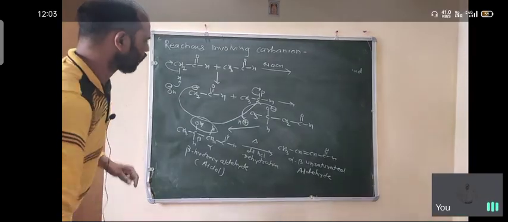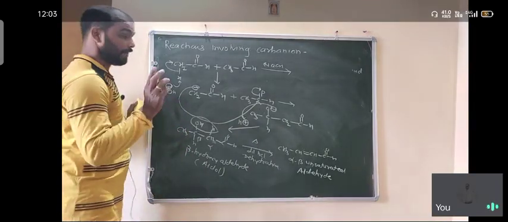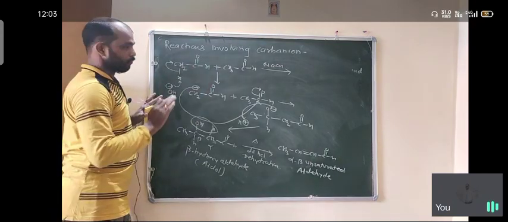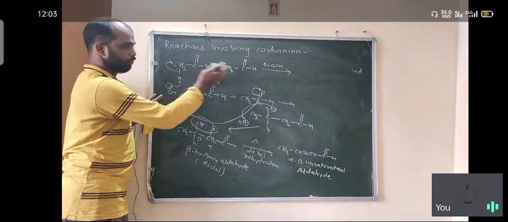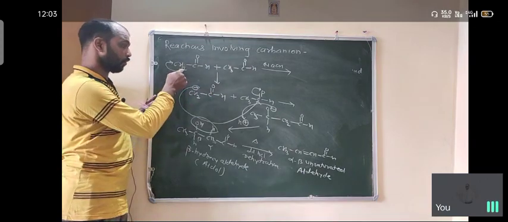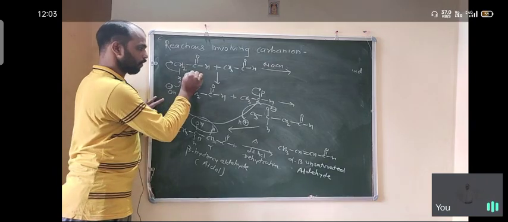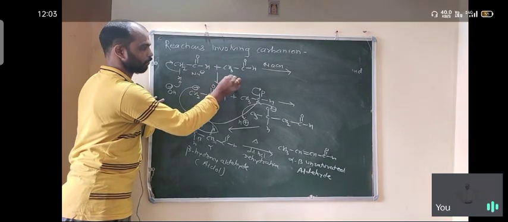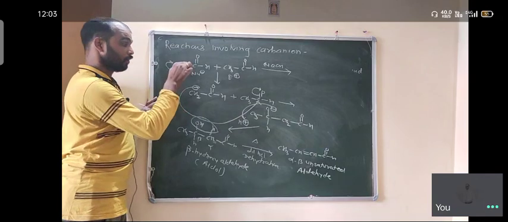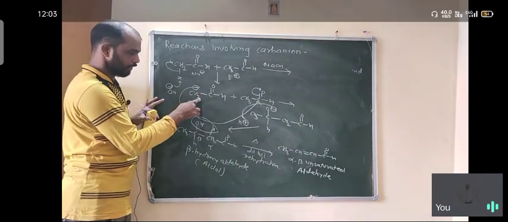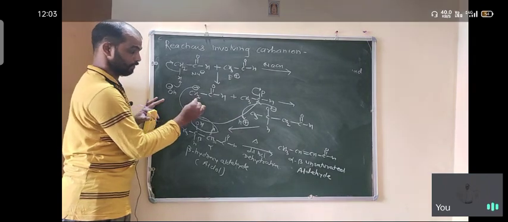So how do we write the products? I will just repeat here. Two molecules are required, both containing alpha hydrogen, because both molecules are the same. One of the molecules undergoes carbanion formation, meaning one molecule acts as a nucleophile and the other molecule acts as an electrophile. The one that undergoes carbanion formation acts as the nucleophile. Here it is converted into a nucleophile, meaning here is the carbanion.